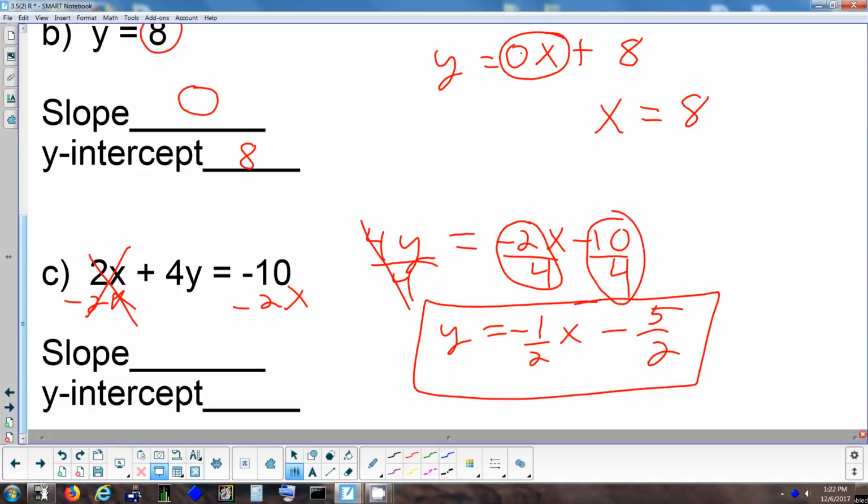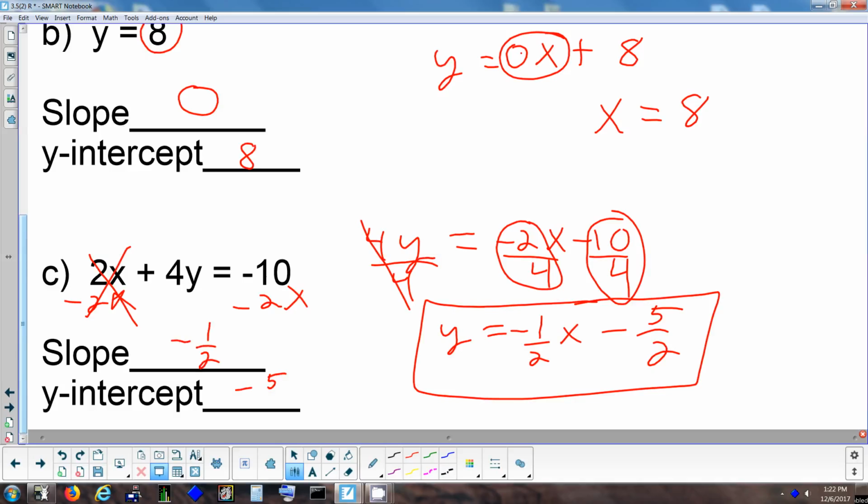Now, is that in the right format? Is that y equals mx plus b? Yes, it is. You get the y, the x, and the number at the end. So now you should be able to tell me your slope. What's your slope? -1/2. Remember, don't put the x with it. The x is just a hint to tell you that that's the slope. Wherever the x is, the slope is before it. Yep. What about the y-intercept? Negative 5/2.